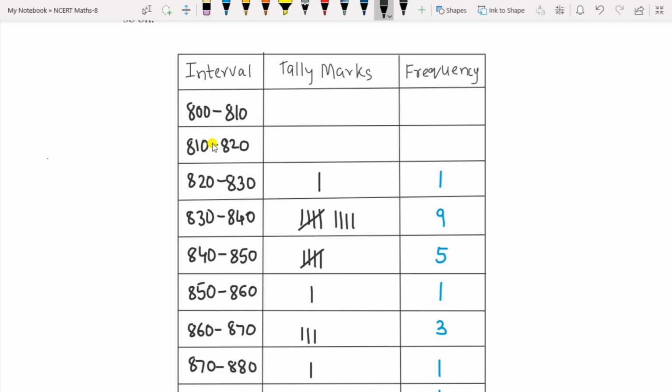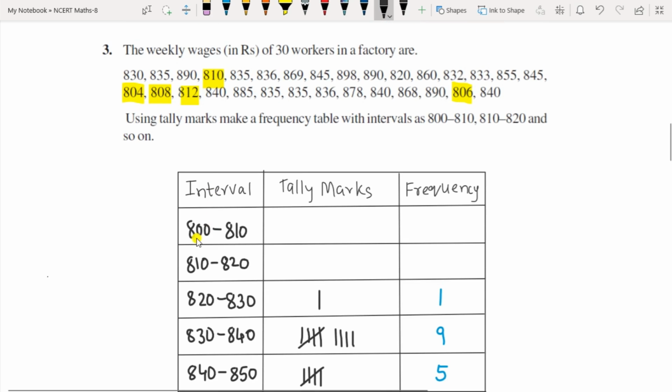Now while drawing the tally marks, we have to remember that for 800 to 809 we can give the tally marks in this class interval, but for 810 we have to always give it in the next class, where it is the lower limit. Similarly, if it is 820, we cannot draw the tally mark here. We have to draw it in the class starting at 820. So we can give the tally marks from 810 to 819 in this class interval. Okay, so this is the way to give the tally marks. Now for 800 to 810, you can see there are three numbers.